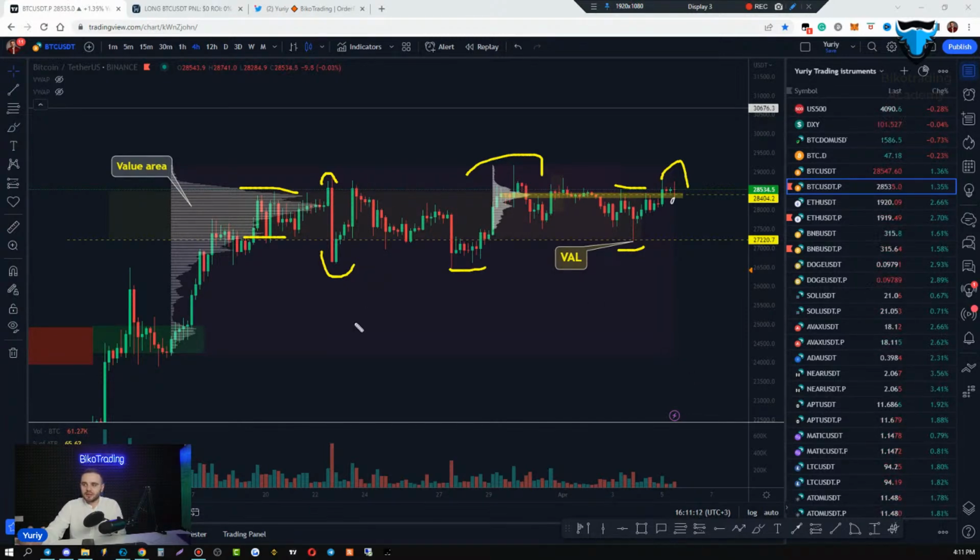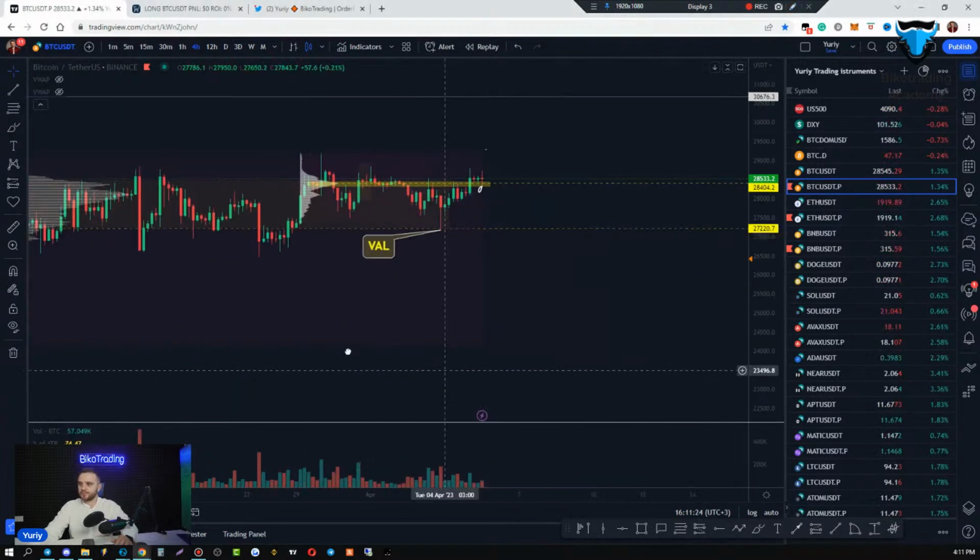I spent a lot of time to understand what to do when price is in a range, because when price is in a range, it's really difficult to trade. And when price is in this range, what do we do?